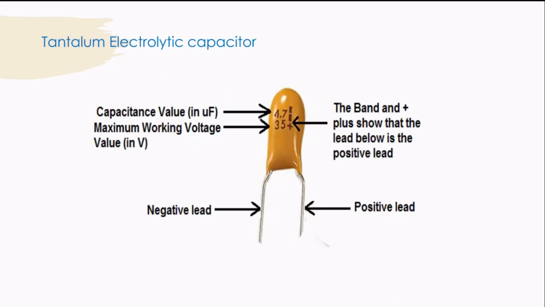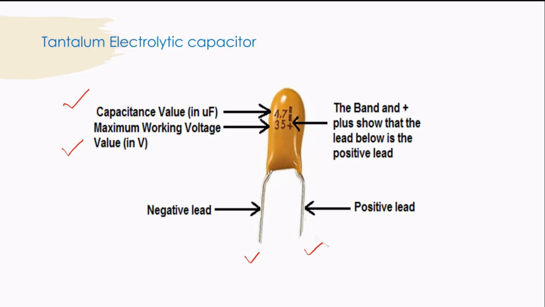In this type of capacitor, the value of capacitance and the value of voltage are already printed on the capacitor. Now if you see here, the value of capacitance is printed as 4.7 microfarad and the value of voltage is printed as 35 volts, and these two leads represent the negative and the positive terminals.